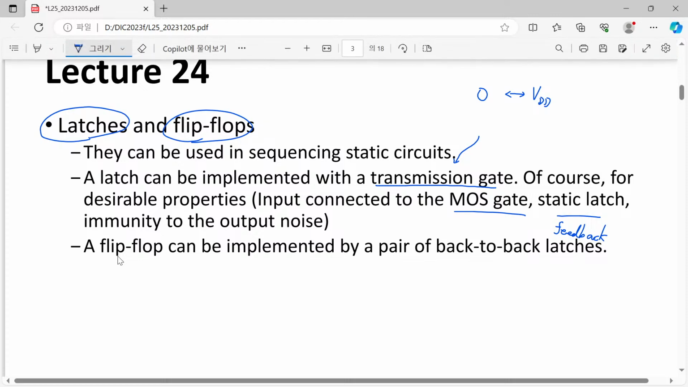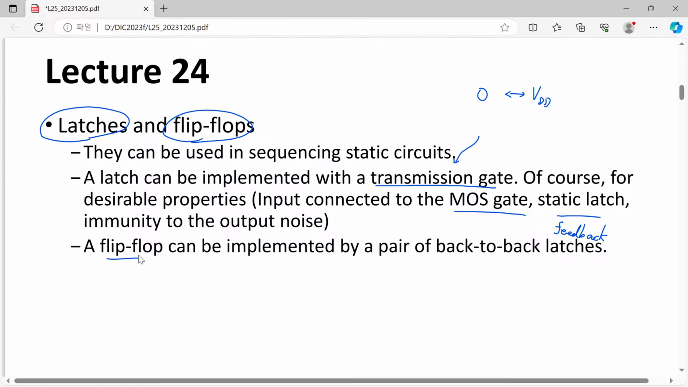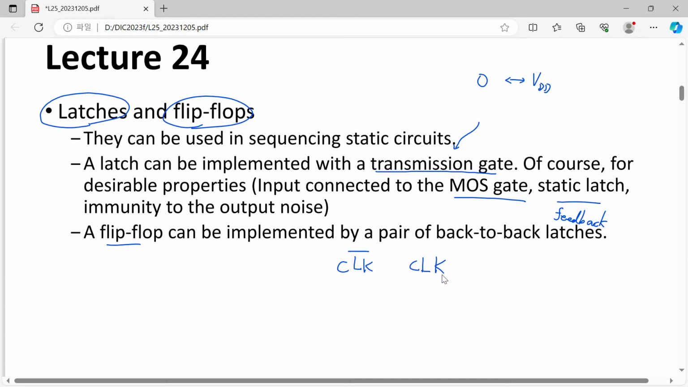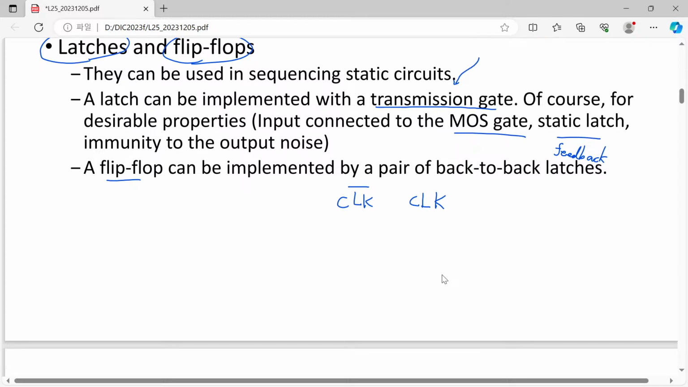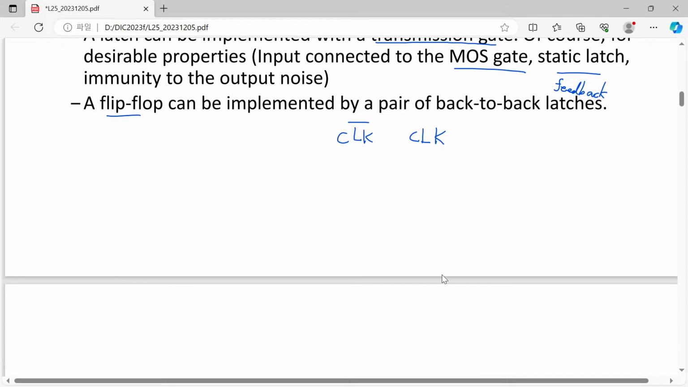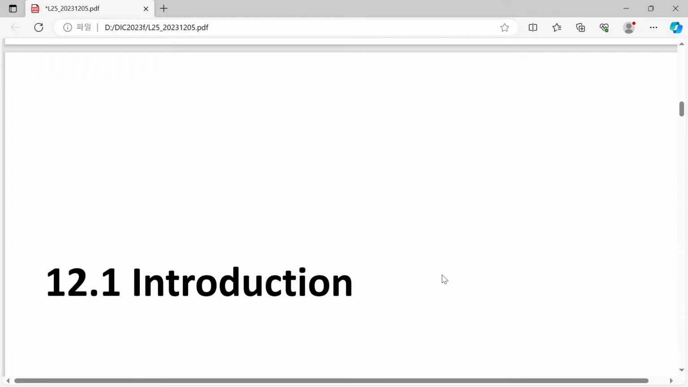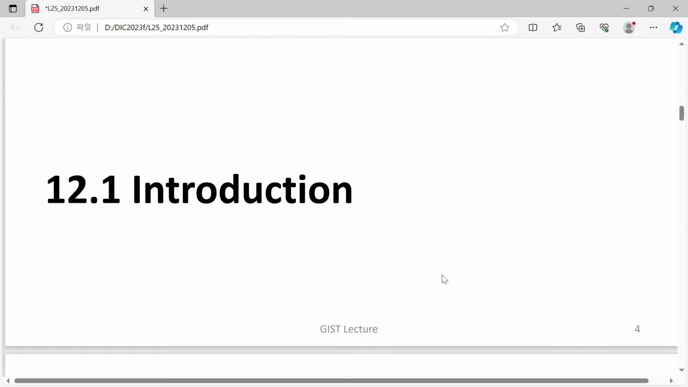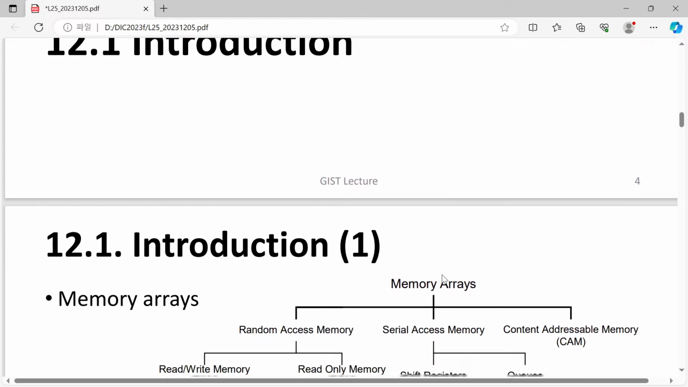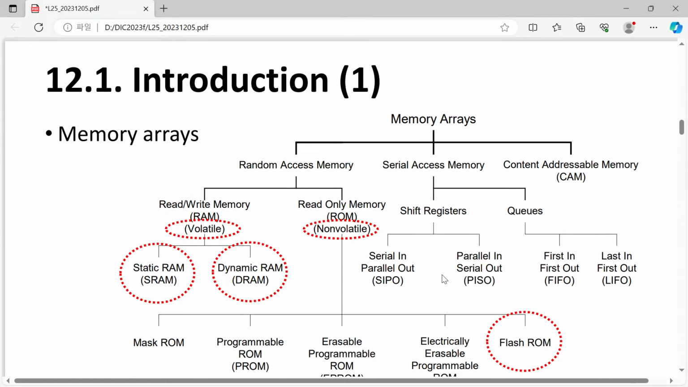Also, a flip-flop can be implemented by a pair of back-to-back latches. For a certain clock signal, using the clock bar and clock, we can selectively sense the rising edge of our clock signal. So that was the implementation of latches and flip-flops. The last lecture will be devoted to memory, especially the SRAM cell. So now let's go to the introduction.